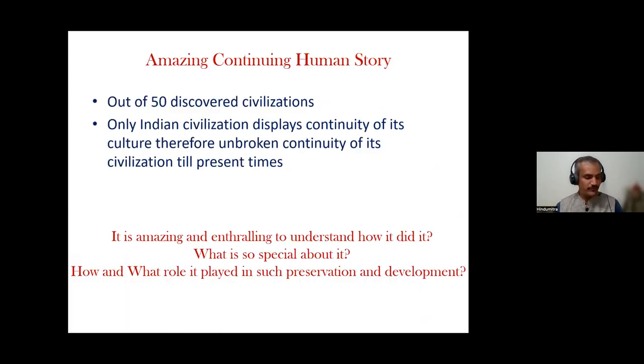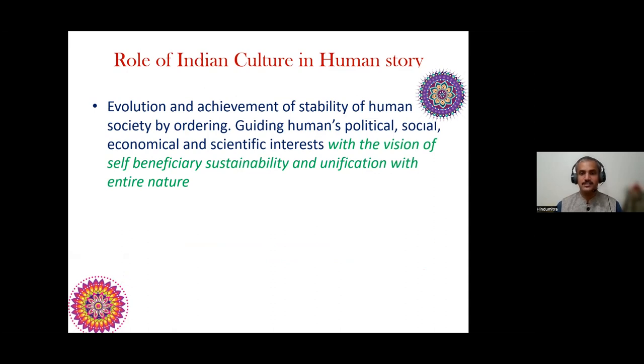Okay, so we know there are 50 civilizations before Indian along with Indian civilization, but the Indian civilization is the only one which has the unbroken continuity from antiquity till present times. How I will prove that, we'll do in the next session tomorrow, in the rays of spiritualism. I will deal with that in that portion. So this continuity helped us in preserving what we consider dear, and it always stabilized the environment around us.